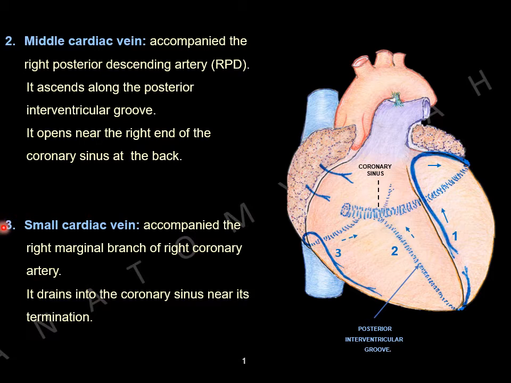The third tributary of the coronary sinus is the small cardiac vein. This is the small cardiac vein, accompanying the right marginal branch of the right coronary artery. Small cardiac vein will drain into the coronary sinus near its end, near its termination.